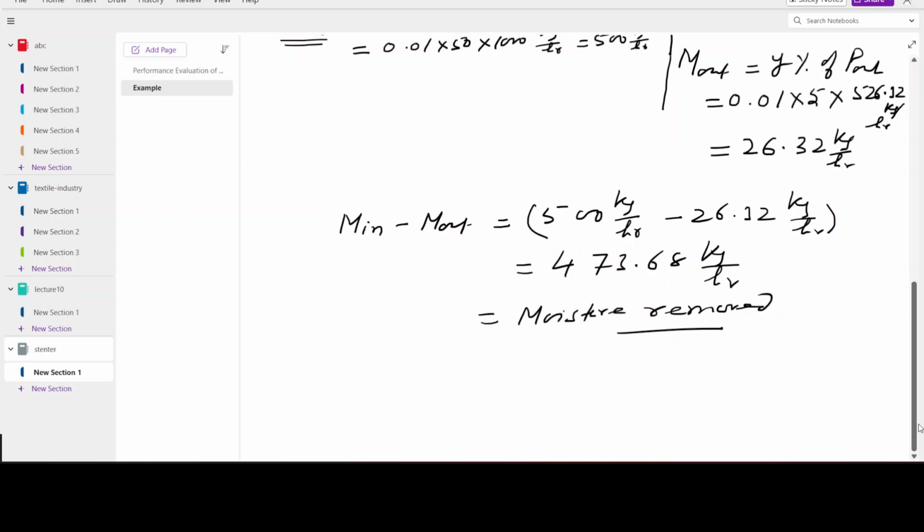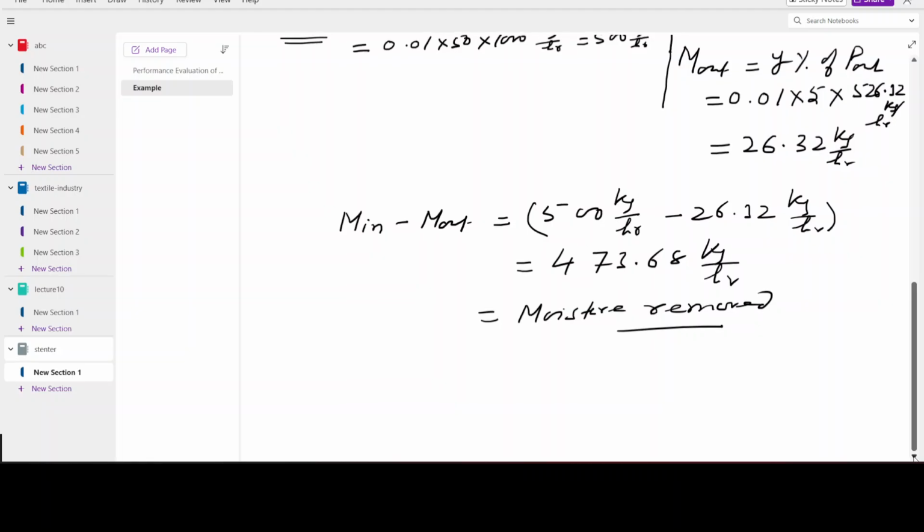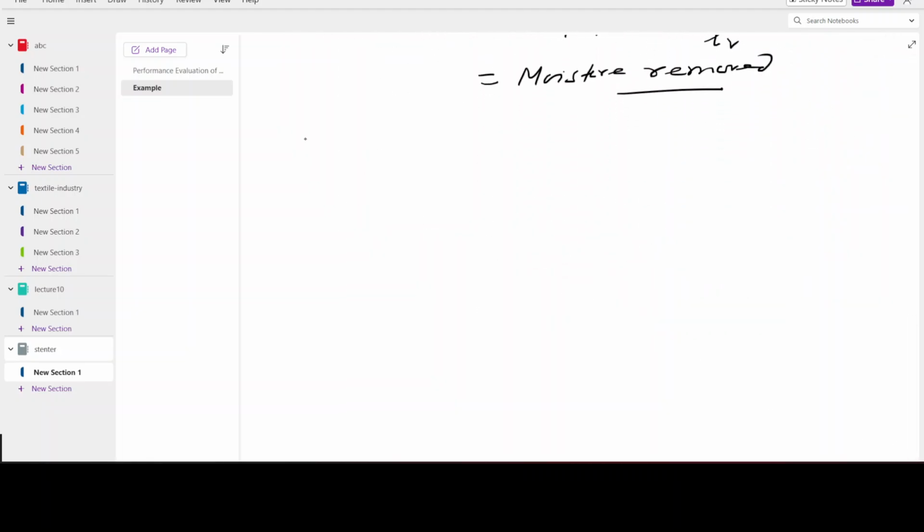Once we find out moisture removed, then it is very easy to find efficiency using the formula in numerator and denominator. In numerator we use useful energy spent in dryer.